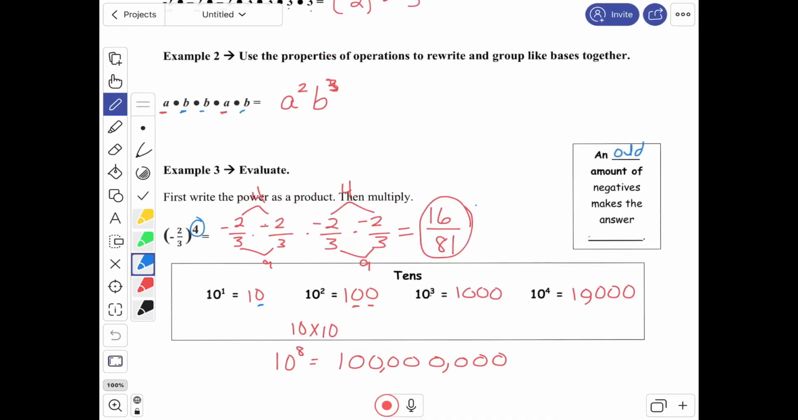Just a side note, but an odd amount of negatives makes the answer negative. What I mean by that is if you have -5 times -5 times -5. That's an odd number of 5s. There's 3 of them. 3 is odd. So my answer would be negative because there's an odd number of negatives. But on the one we just did, 4 is an even number, so my answer was positive.